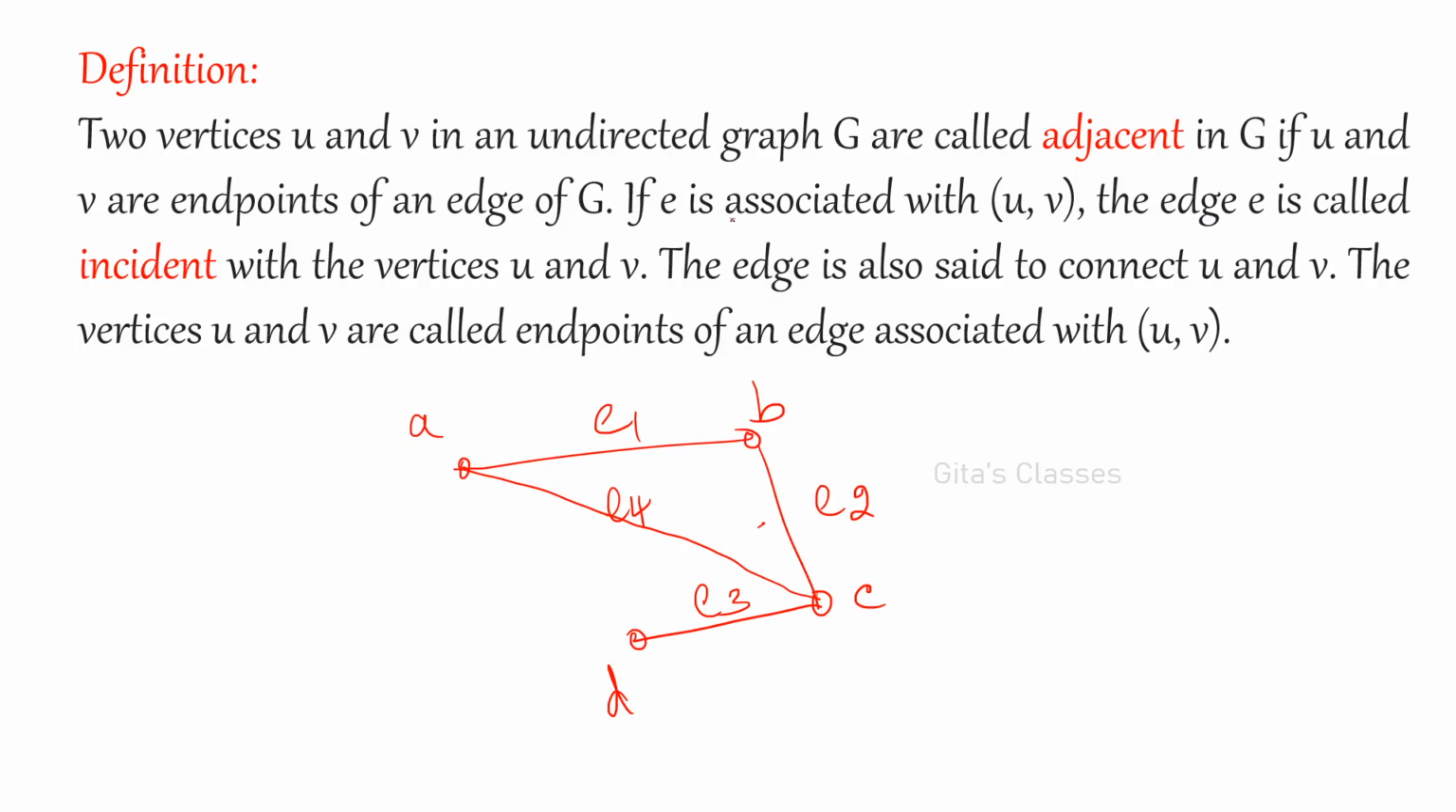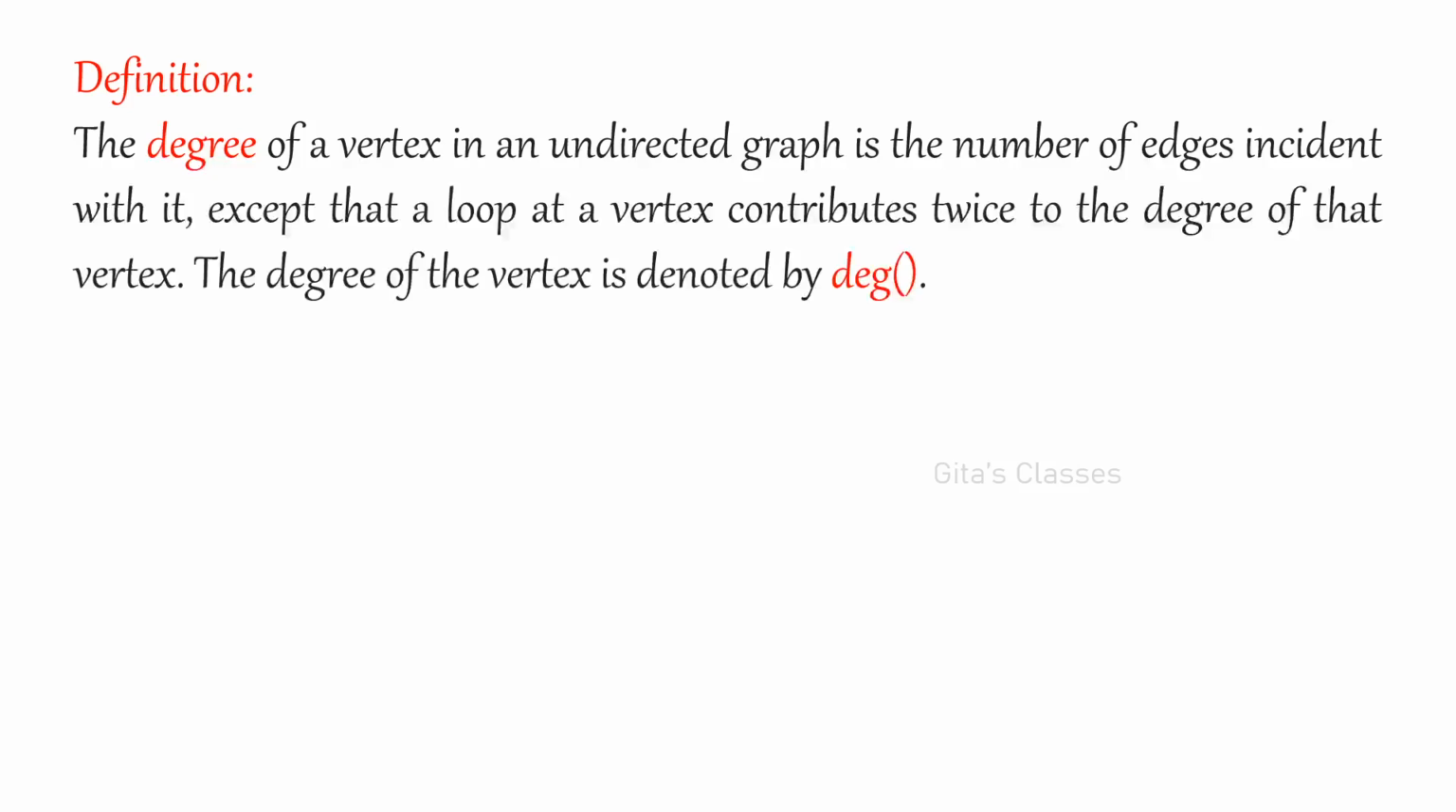And now, if E is associated with U comma V, the edge E is called incident with the vertices U and V. E2 is incident with B and C. Okay, E4 is incident with A and C, and so on. Okay, and degree of a vertex in an undirected graph is the number of edges incident with it, except that a loop at the vertex contributes 2 to the degree of the vertex. Let us see one example. The degree is denoted by degree of the vertex.